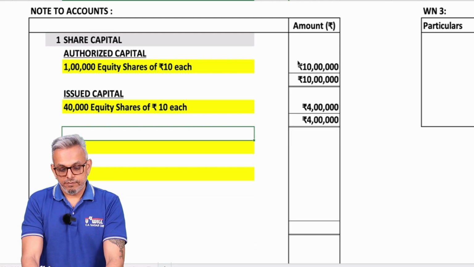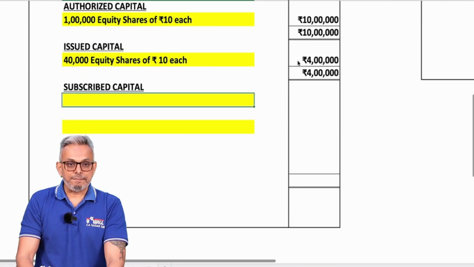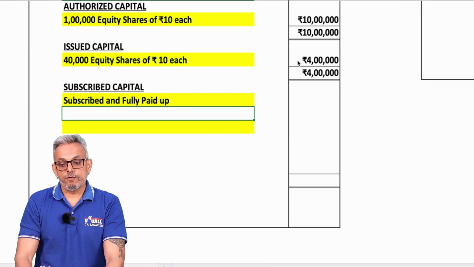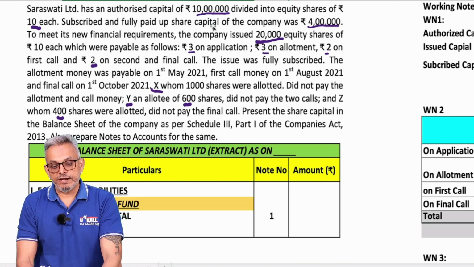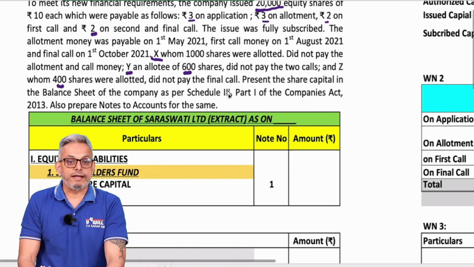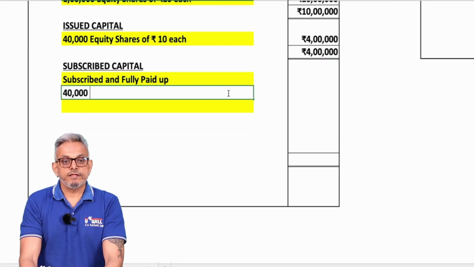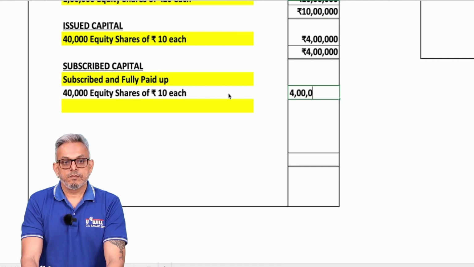Now, very important, subscribed capital. Now, in subscribed capital, first we'll write subscribed and fully paid up. Now, we already know 40,000 worth of shares were already issued to people. Now, it is already mentioned in the question, subscribed and fully paid up share capital of the company was rupees 4 lakh. So, we come over here. 40,000 equity shares of rupees 10 each, 4 lakhs.